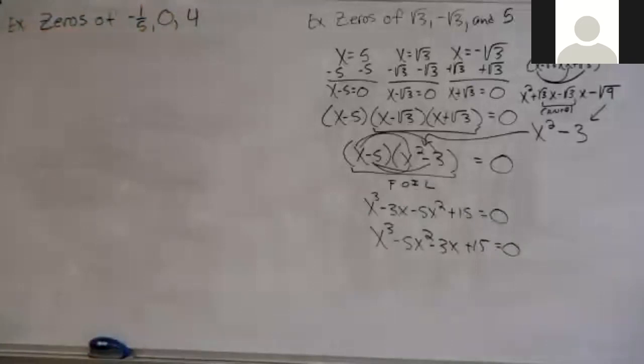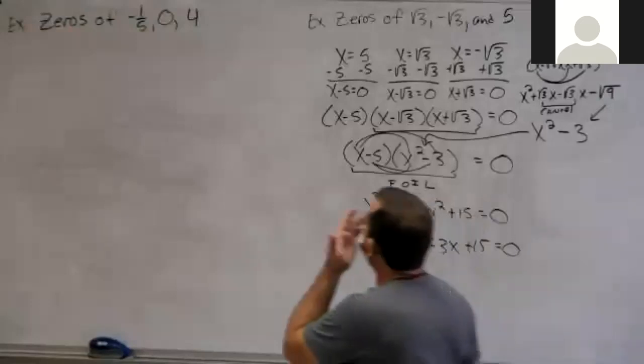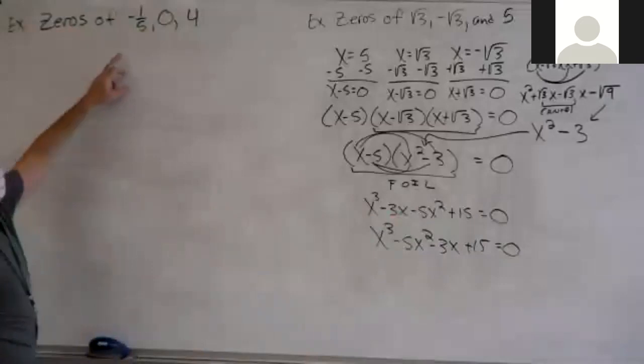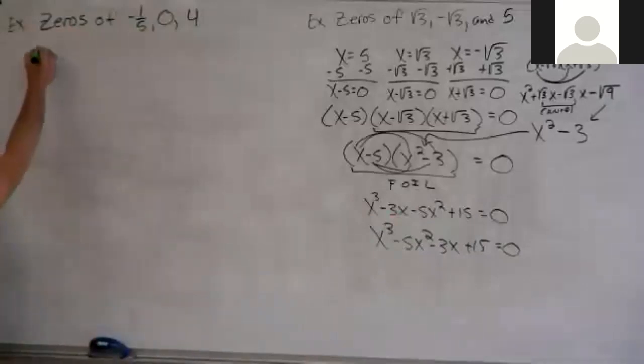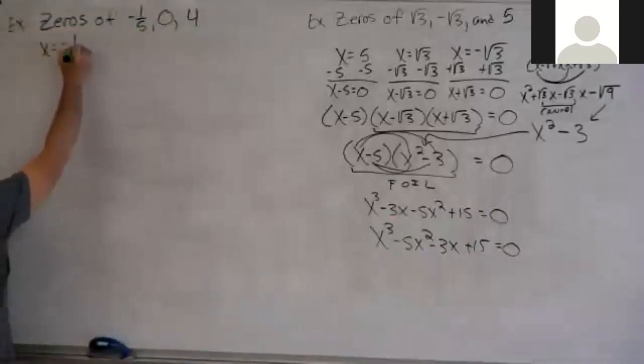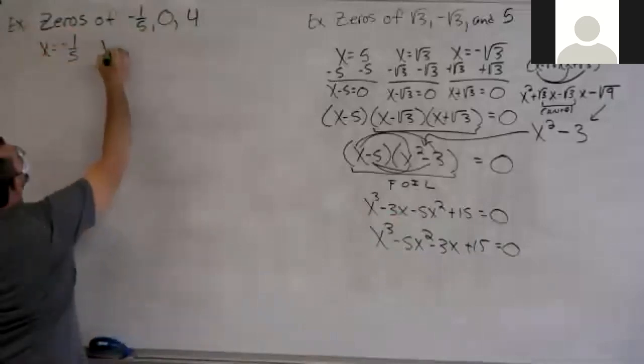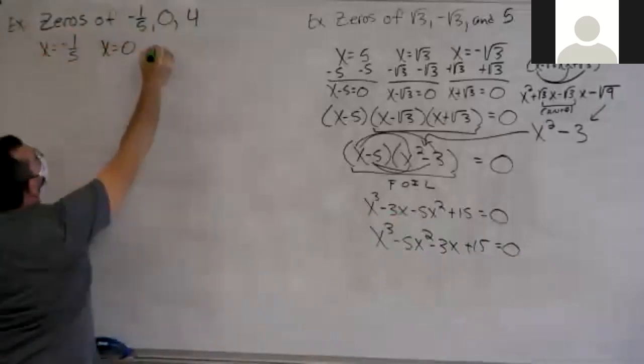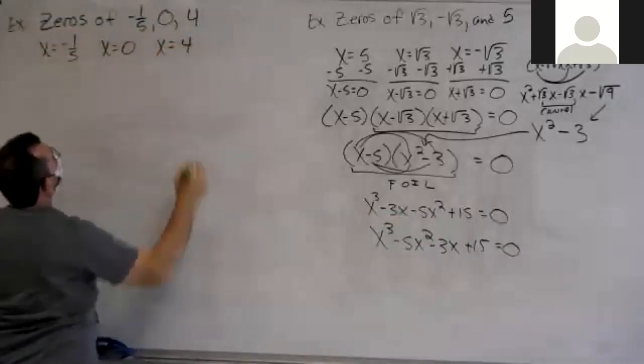Well, now, I will say when we come back next class, listen to this one. Find a polynomial degree 6. So that means we could be falling 6 times on something like that, right? Oh, so this is not bad. I got x equals negative 1/5, x equals 0, and x equals 4.